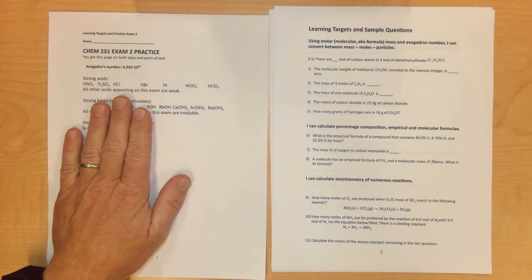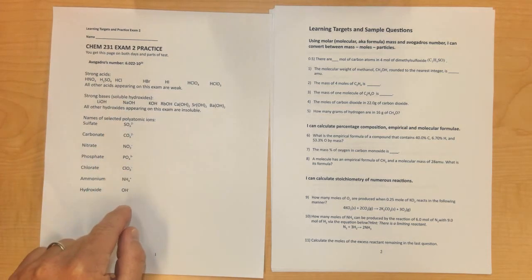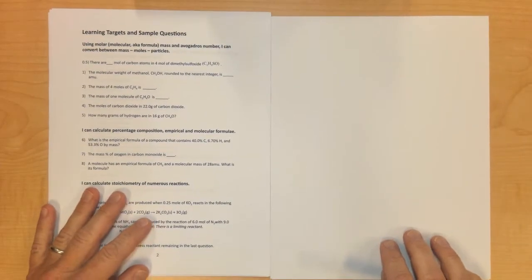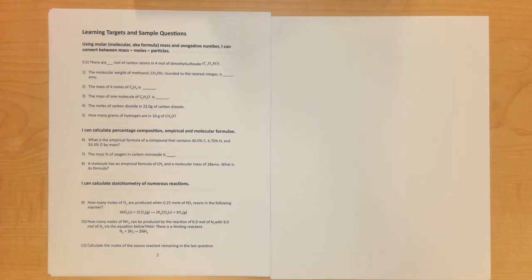All right, this is the practice exam. You'll get a cover page like this that's got the strong acids and the strong bases and some of these polyatomic ions on it. You'll also have your periodic table with more of those pieces on it as well. So here we go with a lot of the sample questions and a bunch of the answers explained.